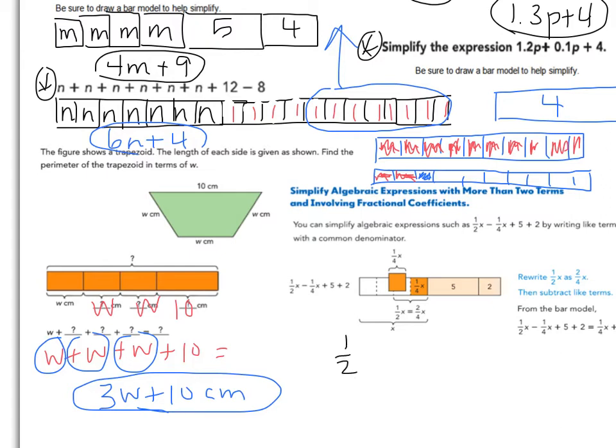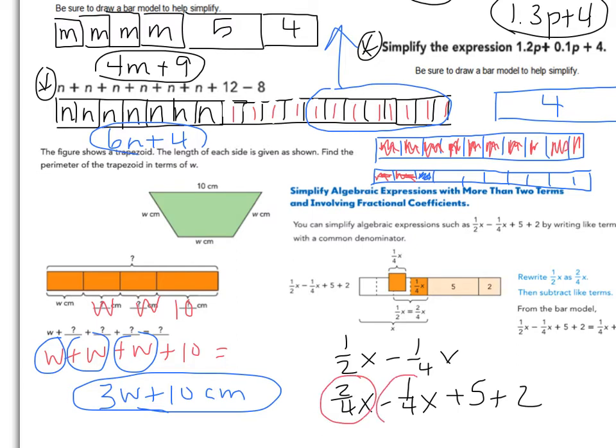So 1/2 x minus 1/4 x, our common denominator is going to be 4. So 2/4 x minus 1/4 x plus 5 plus 2. All right, so my x's are going to be combined, and then we can combine our whole numbers. All right, and I'm putting a box around not just the number, but also the sign in front of it.